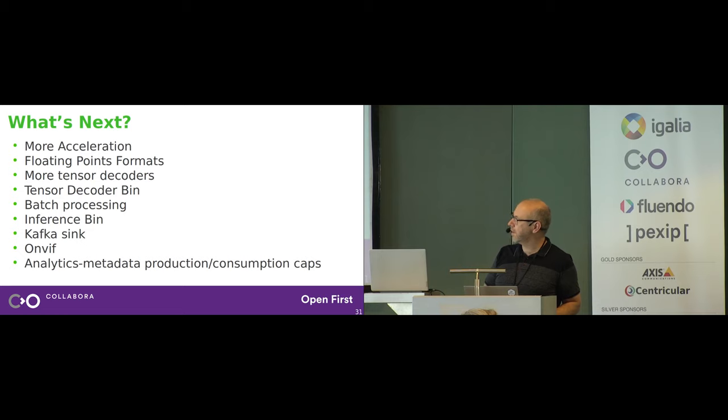Tensor decoder bins, batch processing, inference bin. In some cases, it might be useful to use a specific inference engine as opposed to ONNX runtime, so we're thinking we could use a bin to select the specific one on the platform you're running. A Kafka sink to send this metadata to a cloud. In some cases, ONVIF. There's already an ONVIF element in GStreamer, so a bit more integration to be able to read this format of metadata and serialize it into an ONVIF format to consume it from an ONVIF client. And maybe eventually also analytics metadata production and consumption capability. Just like today your element exposes what it is able to handle on its source pad and sink pad in terms of media, it could also expose what metadata it is able to produce and what metadata it is able to consume. That's something that could be an interesting area.